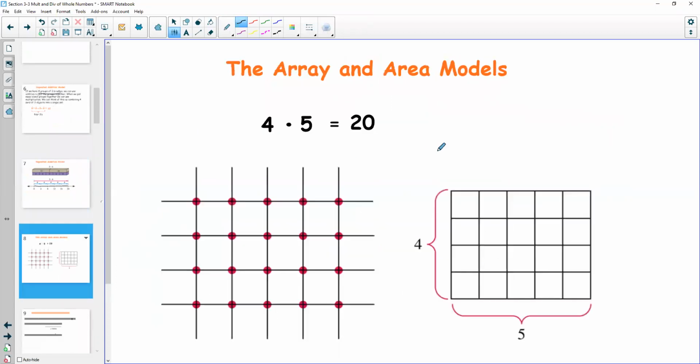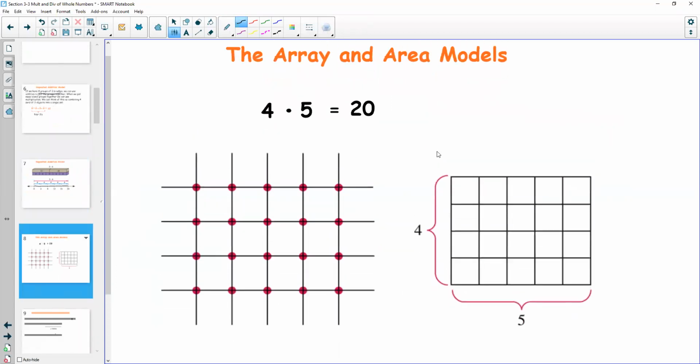The second way we want to talk about multiplication is with area and array models. So this is an array over here on the left. An array is usually like a series of dots or squares. This is 4 and 5, 5 across, 4 down. Now, you someday will be in a classroom, maybe you already have, where some teacher says, oh, the length always has to be the first number and the height always has to be the second number in your multiplication problem.